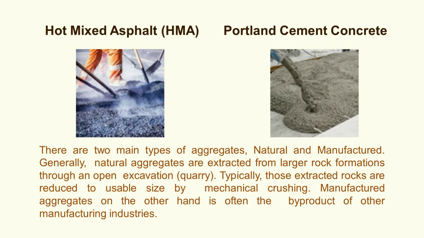Typically, those extracted rocks are reduced to usable size by mechanical crushing. Manufactured aggregates, on the other hand, is often the byproduct of other manufacturing industries. Ibig sabihin, pag sinabing manufactured aggregates, ito yung aggregates na pinag-eksperimentuhan na, kumbaga, may naiba na sa kanyang characteristics. Dito gumagamit sila ng machine. Ibig sabihin, yung aggregates na ito ay hindi na natural.